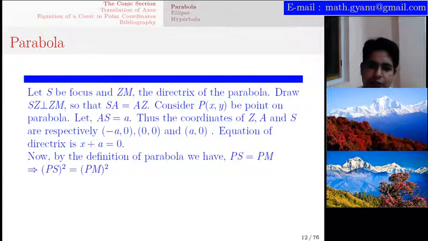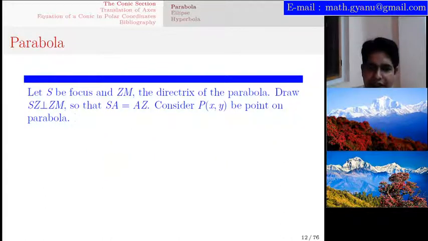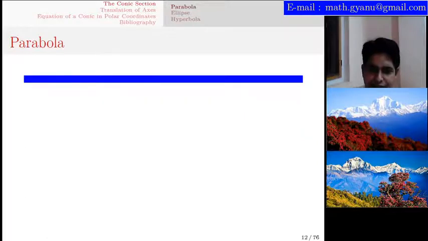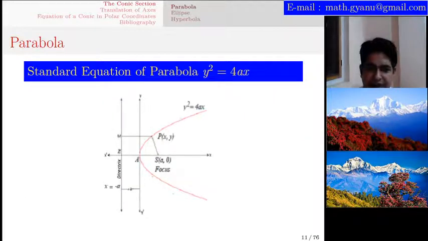Now calculate the distances PS and PM from the coordinates. Look at the picture here. What will be the distance PS? The coordinates of P are (x, y) and S is (a, 0). So the distance will be the square root of (x - a) whole squared plus (y - 0) whole squared. That means PS squared will be (x - a) whole squared plus y squared.